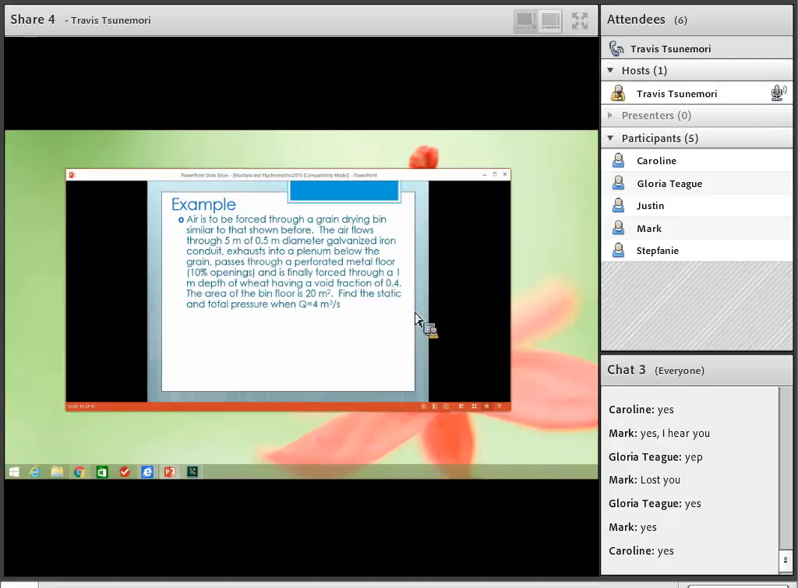Okay, so let's try this. We've got air that's going to be forced through a grain drying bin, similar to that shown before. The air flows through 5 meters of 0.5 meter diameter galvanized iron conduit, exhausts into a plenum below the grain, passes through a perforated metal floor at 10% openings, and is finally forced through a 1 meter depth of wheat, having a void fraction of 0.4. The area of the bin floor is 20 meters squared. Find the static and the total pressure when the volumetric flow rate is 4 meters cubed per second.